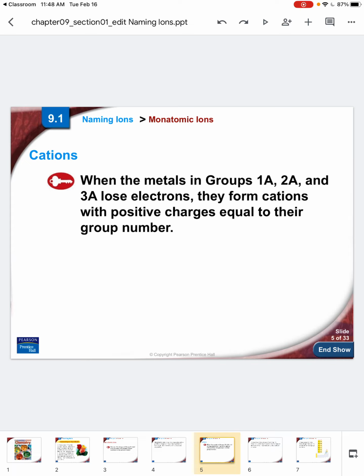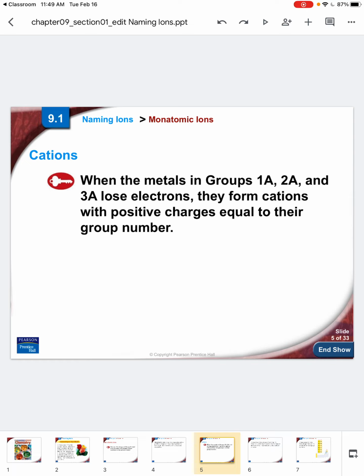And likewise, group 3, although there aren't a lot in group 3 to worry about, aluminum is one of the more common ones. They always form +3 ions because they have 3 electrons. They're not going to pick up 5. That's a lot to pick up. So they will lose 3. If you lose 3 negatives, you become a +3 ion.